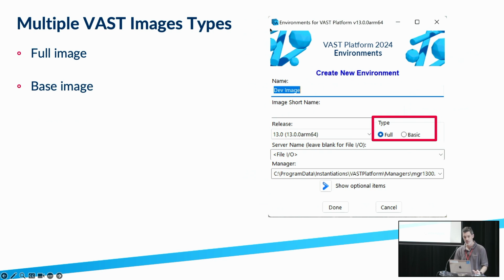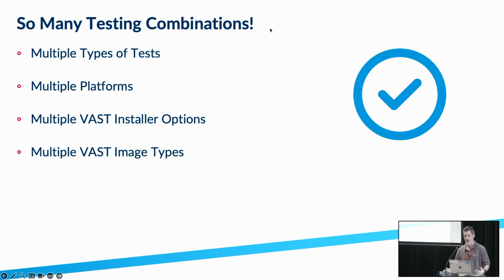And then finally, we have two types of Smalltalk images in VAST. We have a very basic image, and then we have the normal, a little bit bigger development image, which is what most people use. So, in summary, we have so many combinations that we need to test, because we have multiple types of tests, multiple platforms, multiple installer options, and two types of images. So that makes testing a real challenge.